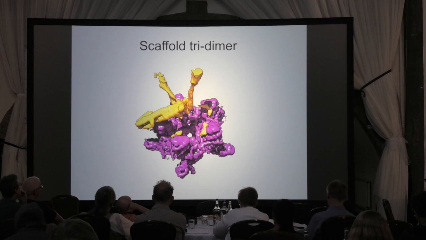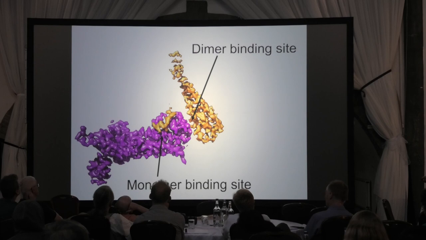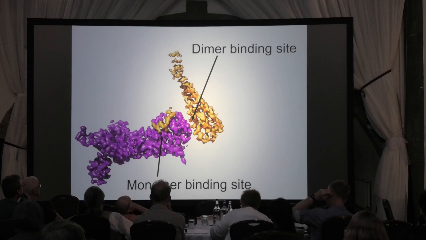The other very interesting thing, to me at least, about this structure is that it reveals that the capsid protein for 529 has not one, but two specific independent binding sites for its scaffolding protein. So it has the monomer binding site on the N-arm, but then there's another one to bind a fully dimerized scaffold protein, a scaffold pair.